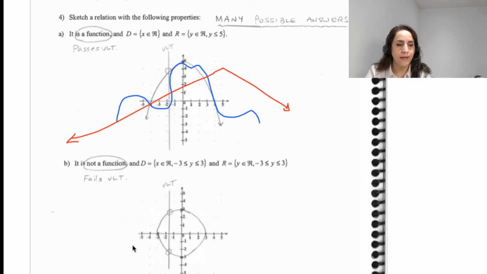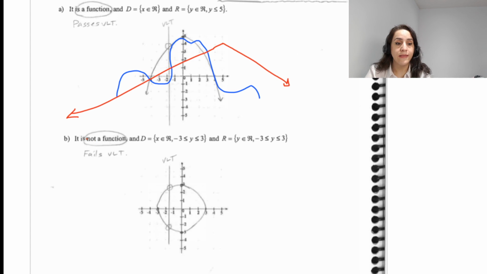The next question asks for a graph that is not a function, so technically it has to fail the vertical line test. The domain is between -3 and 3, and the range is between -3 and 3. The easiest one you can do is a circle, because we saw before that for a circle the domain stays between 2 points and the range stays between 2 points. Then you could just use any graph.